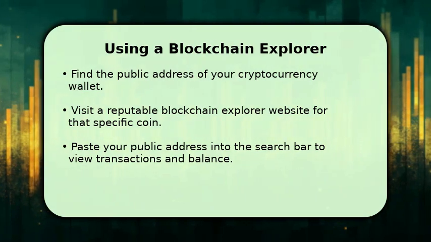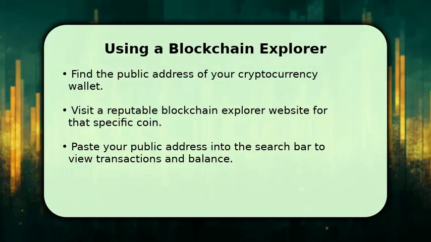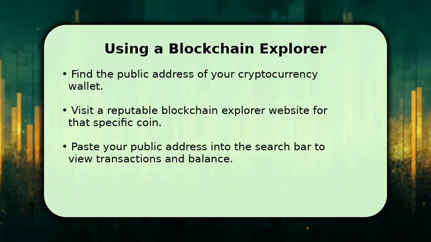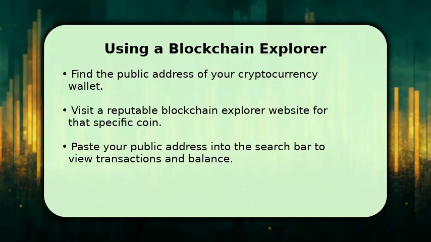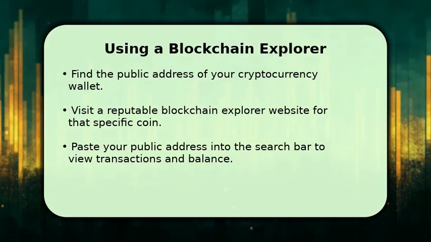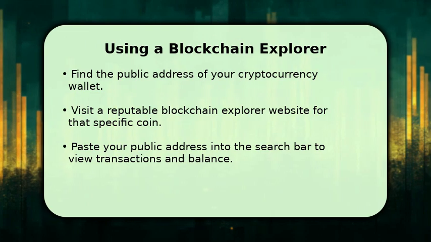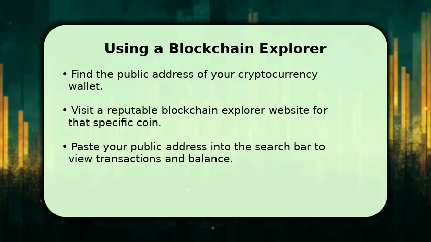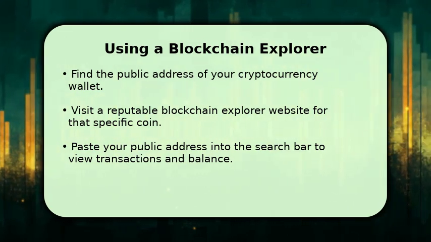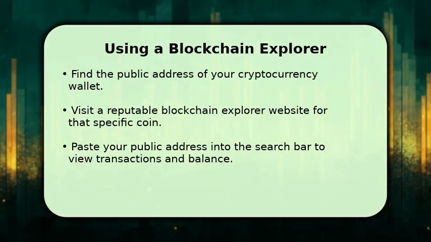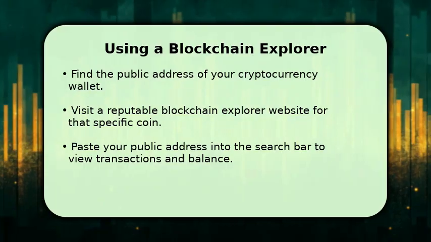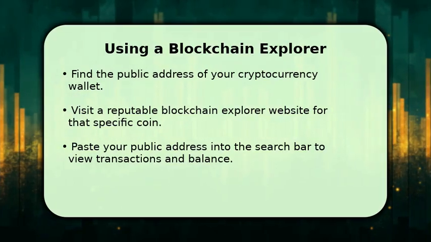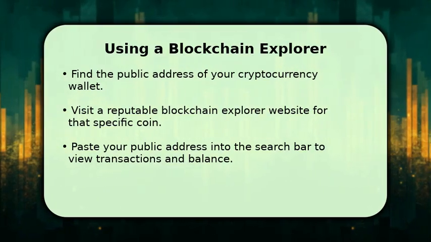Another reliable method involves using a blockchain explorer. First, locate your wallet's public address, which is safe to share. Then, go to a trusted blockchain explorer website specific to your cryptocurrency, like Etherscan for Ethereum or BSC Scan for Binance Smart Chain. Paste your public address into the search bar, and the explorer will display all transactions associated with that address, including your current balance, offering full transparency.